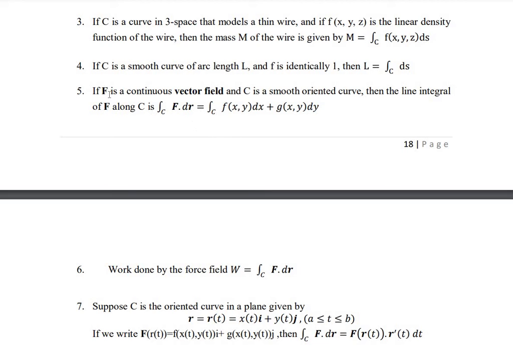So here f(x,y) is equal to f(x,y) i cap plus g(x,y) j cap. And what about vector r? Vector r is equal to x i cap plus y j cap. Therefore dr, what is dr? dx i cap plus dy j cap. So when you take the dot product, you will get this one.